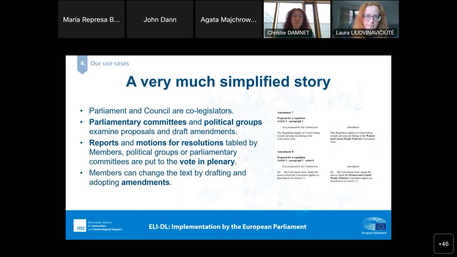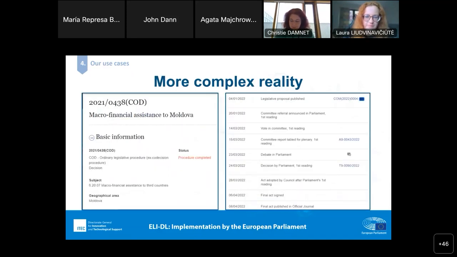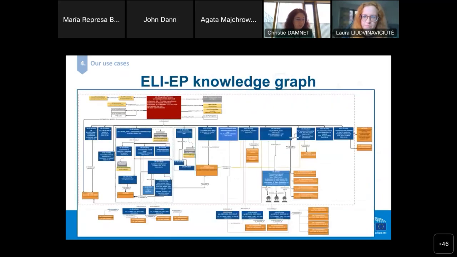I can show here a small glimpse of what a legislative procedure would look like in our Legislative Observatory, that you can find on the European Parliament website. So this is how we modeled the whole story behind the scenes, mainly using the ELI and ELI-DL ontologies to describe the whole process.